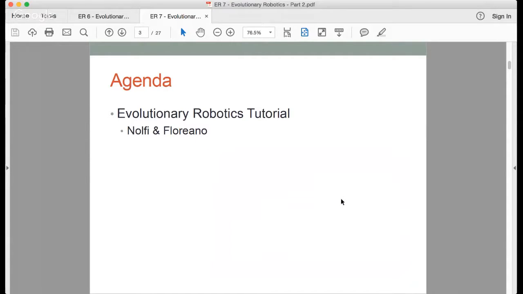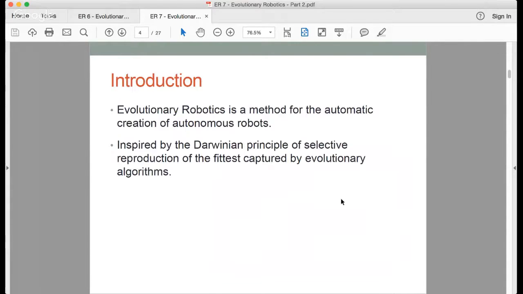As I mentioned earlier, today we're going to finish the paper that we started last week, which is Evolutionary Robotics Tutorial by Nolfi and Floreano. But before we dive into their paper, I'm going to introduce the topic, evolutionary robotics, which is as simple as using evolutionary algorithms to automate the creation process of robots, to be specific, autonomous robots. And this method is inspired by the Darwinian principle of selective reproduction of the fittest.